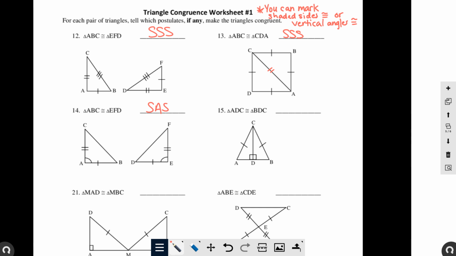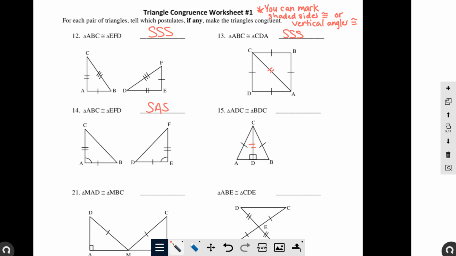In 15, I only see 2 things that are marked. I see a right angle and a side, but these 2 triangles are together, so what else could I mark? The line they share in the middle. So I don't have any vertical angles, but they do share that line in the middle. Now, when you look at this one, it's also 2 sides and an angle, but is the angle between the 2 sides? No, it is not. For that angle to be between the 2 sides, it would have to be up here at C. This looks like an angle, a side, and a side, which if you put those letters together, it spells a bad word, right?